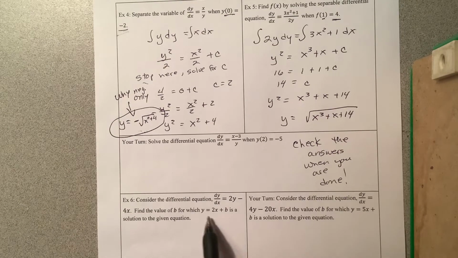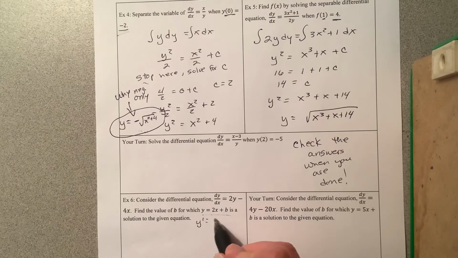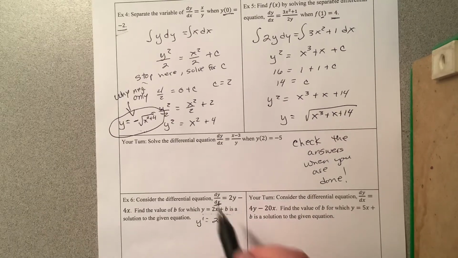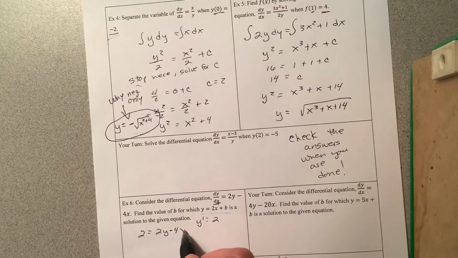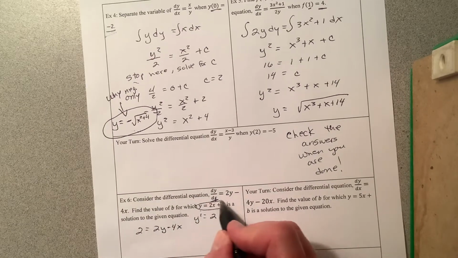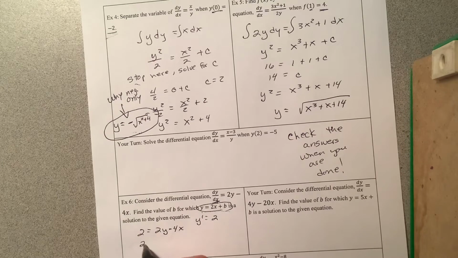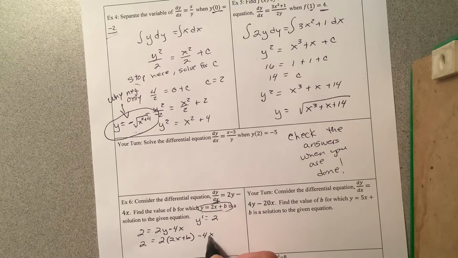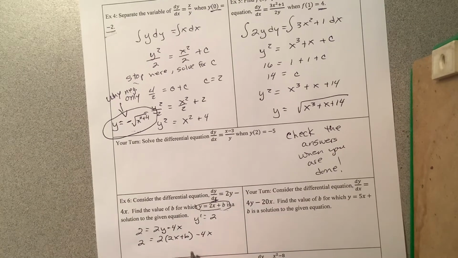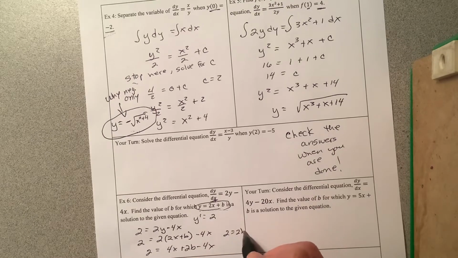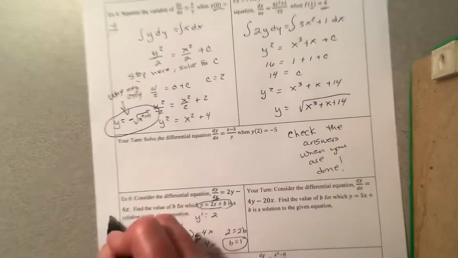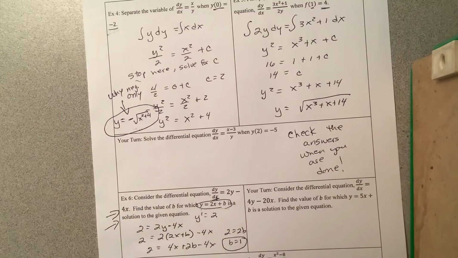They want to know what b is. Well, if I take the derivative of this, y prime, you get 2. Well, this represents y prime. So I now have 2 equals 2y minus 4x. Well, right here, they tell me that y is equal to 2x plus b, so I'm going to substitute that in. All right, and now you solve it, and you get 2 equals 4x plus 2b minus 4x. So 2 equals 2b, so b is equal to 1. This is a question they ask on the AP exam.